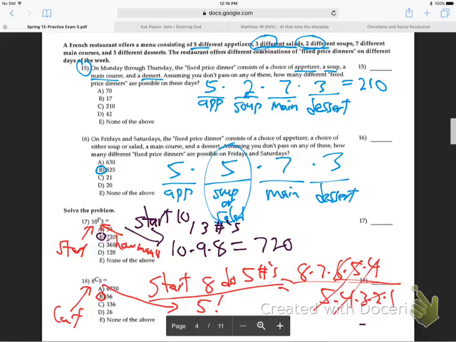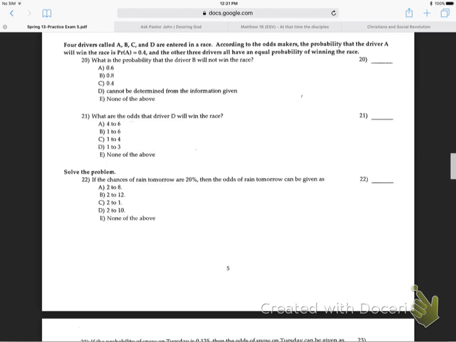All right, now you got 4 drivers in a race. Odds makers say probably driver A will win, it's 0.4. Others equal. So this is like the homework problem we had with the 0.1, 0.2, 0.3 kind of thing, where you put the decimals and the X's and add them up. Let's do that. So we've got driver A, driver B, driver C, and driver D.